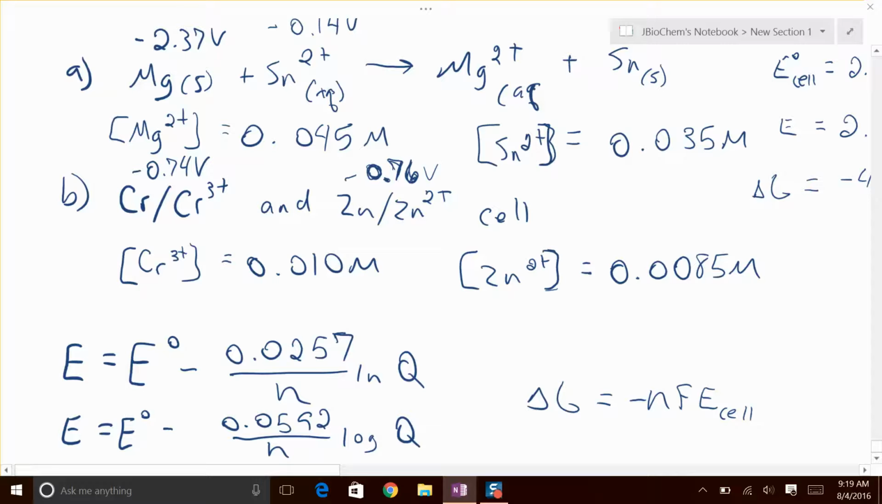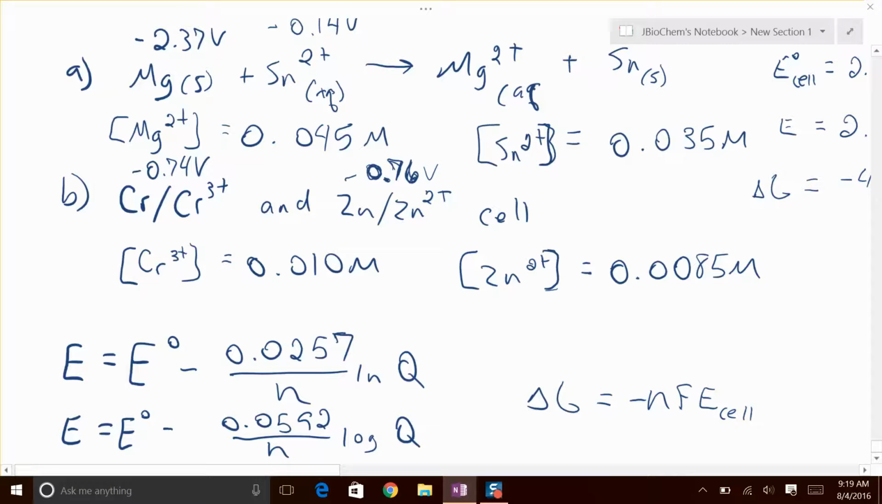Oh, let me look. So for B, we have 0.02 volts, 0.04 volts. That's for the E. And for delta G, negative 23 kilojoules per mole. Whoa. Oh, okay, I got 0.04, so this one's off.